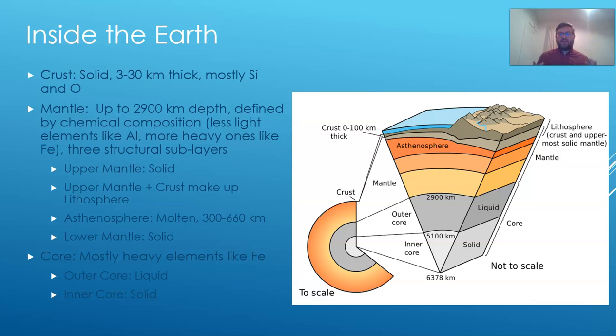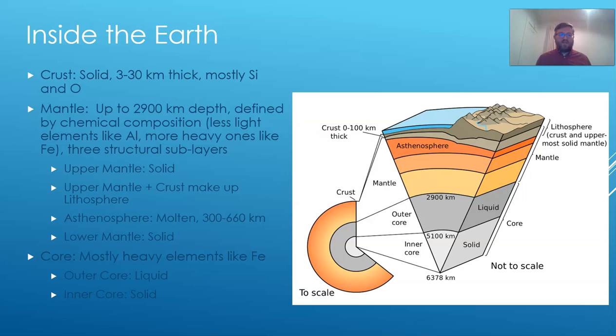But within the mantle, there are 3 sublayers defined by their structure. We have the upper mantle, which is solid. We have this solid layer at the very top of the mantle, and the upper mantle plus the crust, these 2 solid layers on the outermost part of the Earth, we refer to as the lithosphere. That's going to be an important term that we talk about. The lithosphere is this solid shell around the outside of the Earth made up of the crust and then the upper part of the mantle.